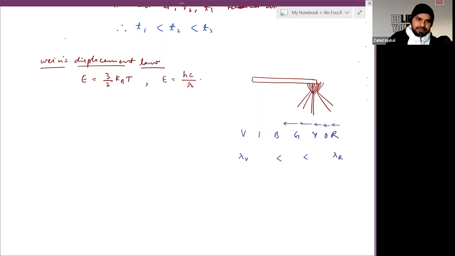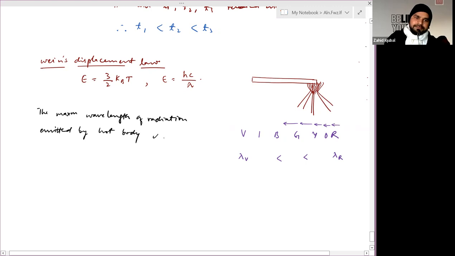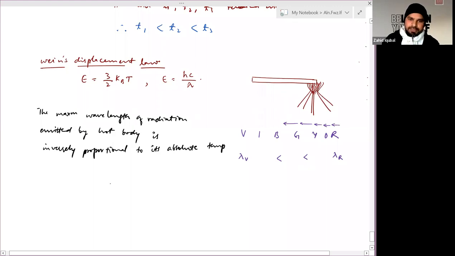So we may define this particular law as Wien's displacement law. The maximum wavelength of radiation emitted by a hot body is inversely proportional to its absolute temperature.